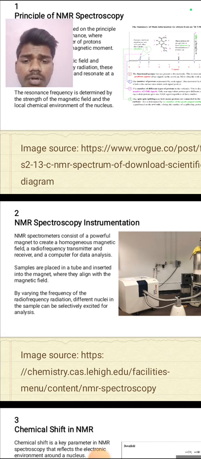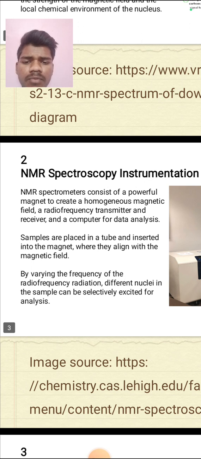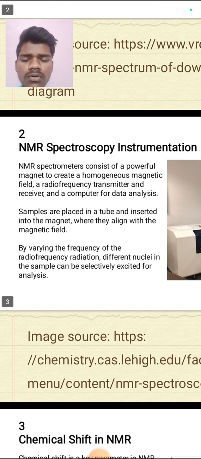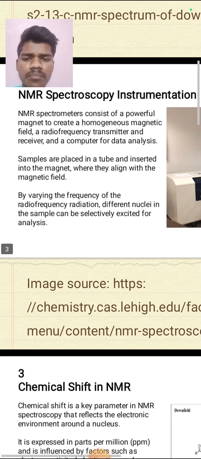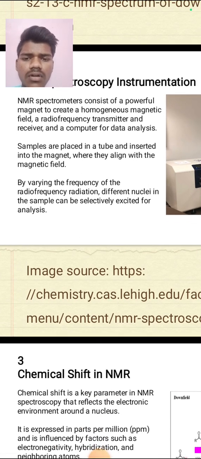NMR spectroscopy instrumentation. NMR spectrometers consist of a powerful magnet to create a homogeneous magnetic field, a radio frequency transmitter and receiver, and a computer for data analysis. Samples are placed in a tube and inserted into the magnet, where they align with the magnetic field. By varying the frequency of the radio frequency radiation, different nuclei in the sample can be selectively excited for analysis.